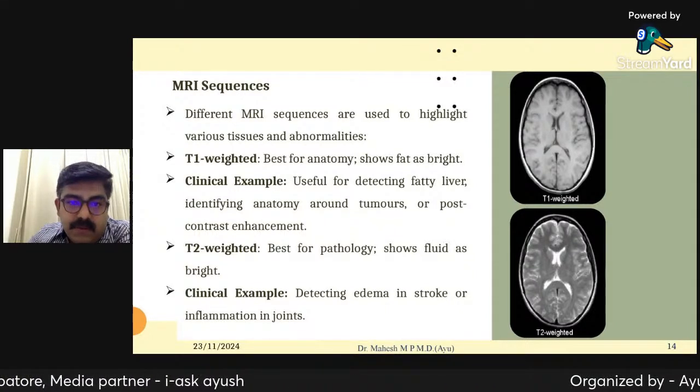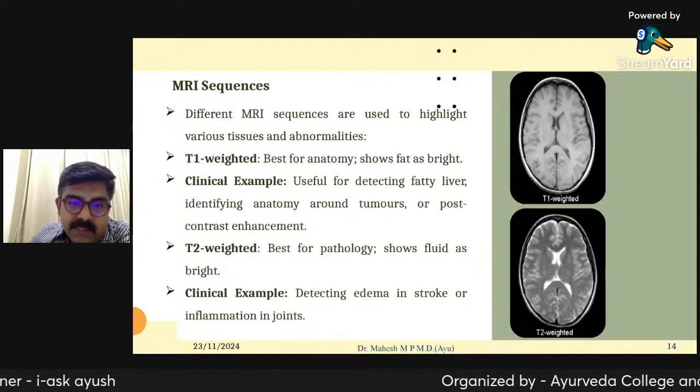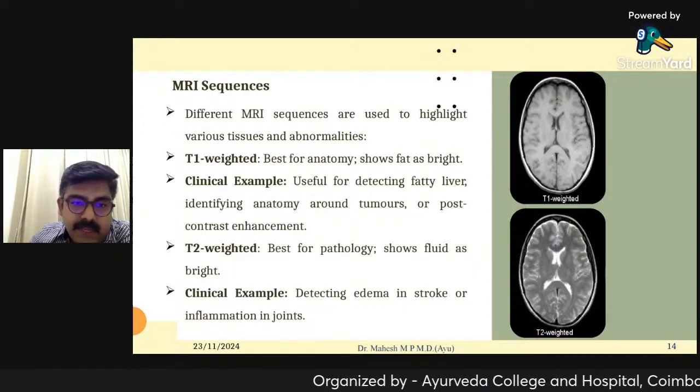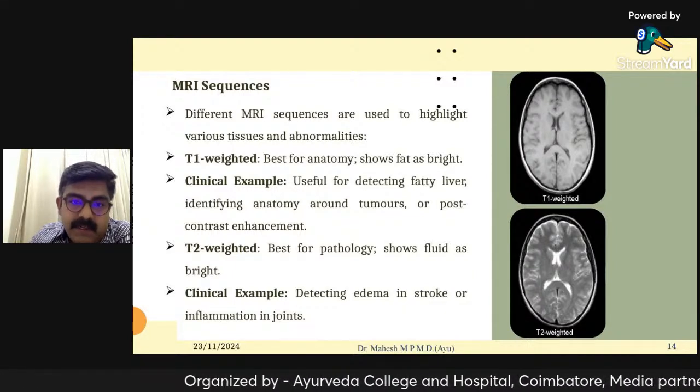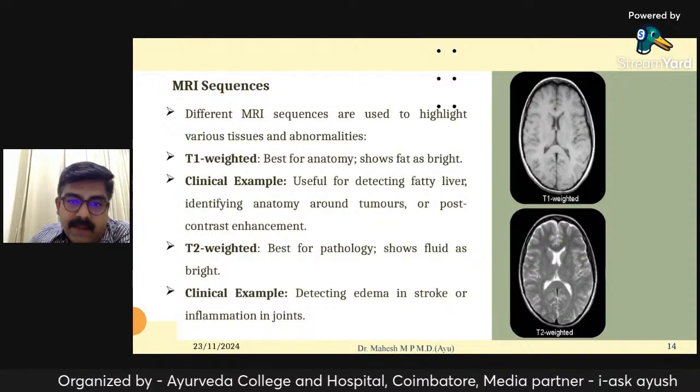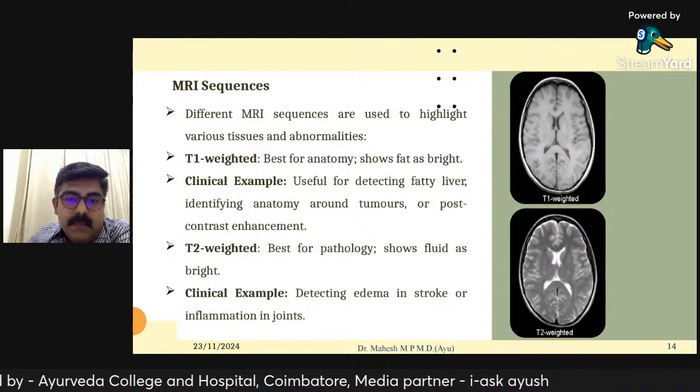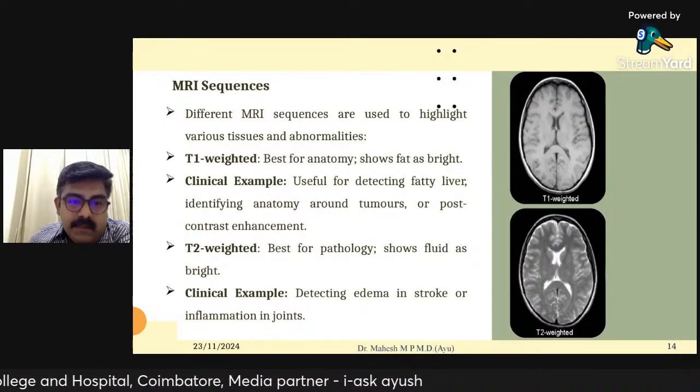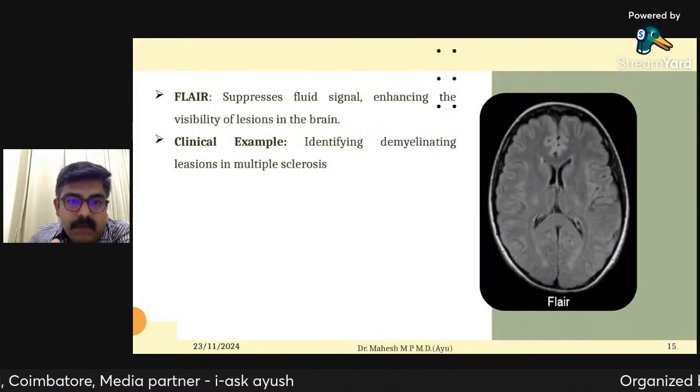I have just shown two images over here. In the second one we can see the cerebrospinal fluid, and in the first one you can see the fat in the brain areas. You can just observe. We'll come to it later.